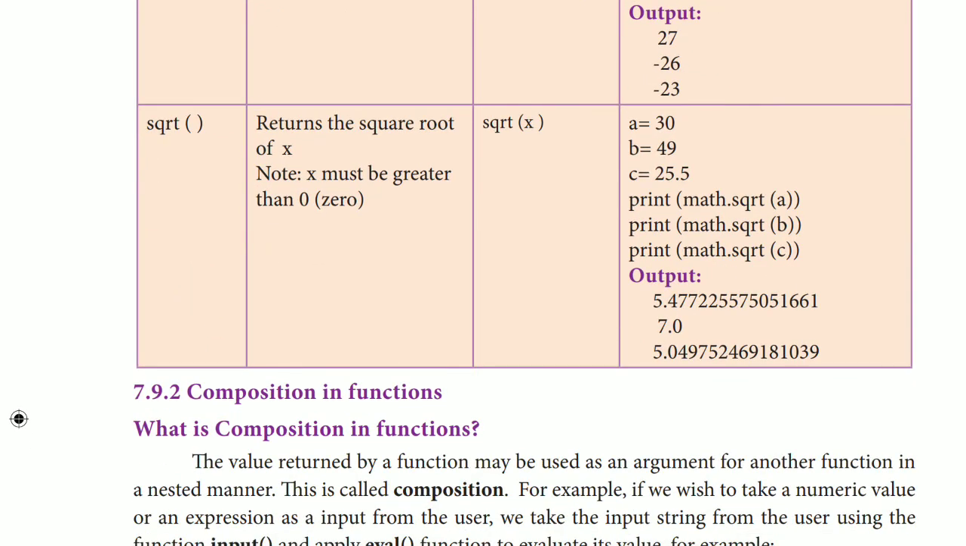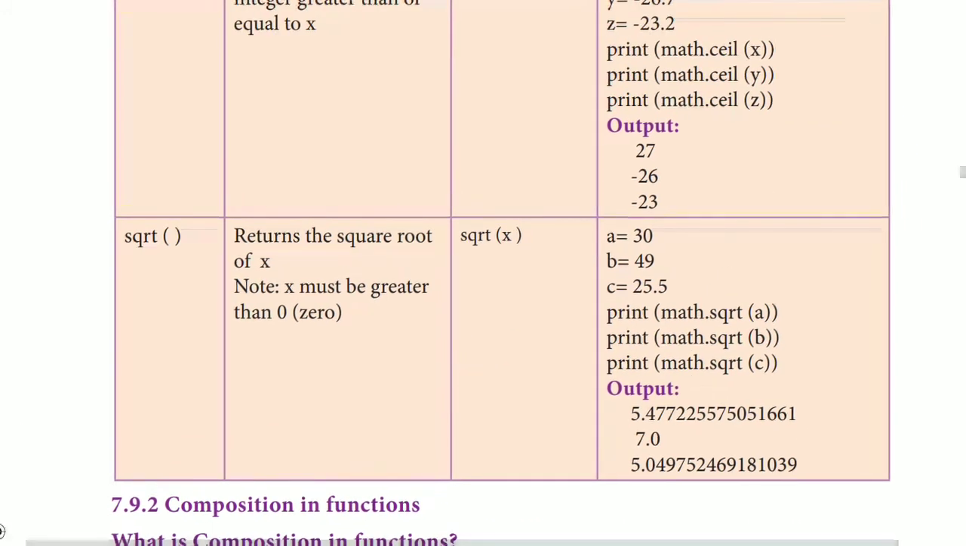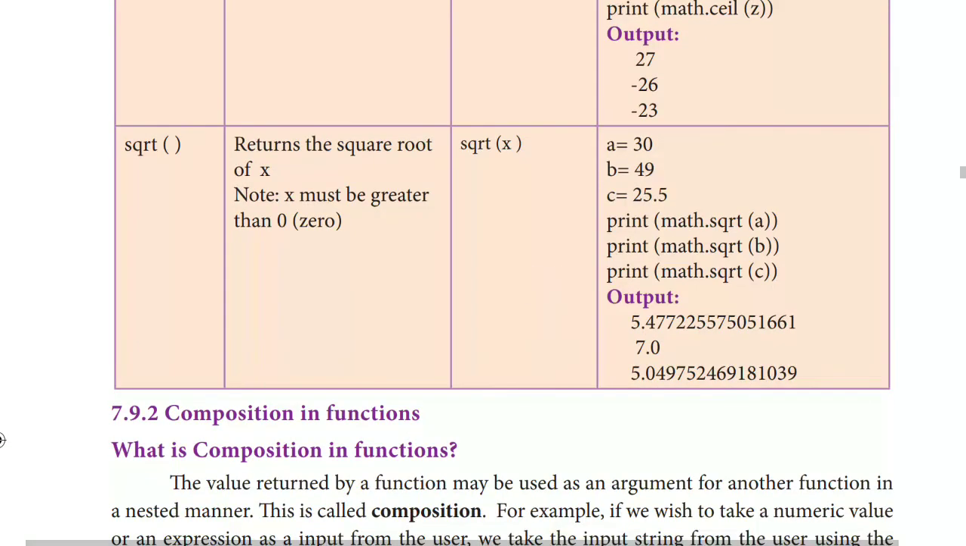Next is square root. This square root will provide you the square root of a given number. sqrt is the function, and you have to give the input to it, so that you can see that it is providing you the square root of the number.